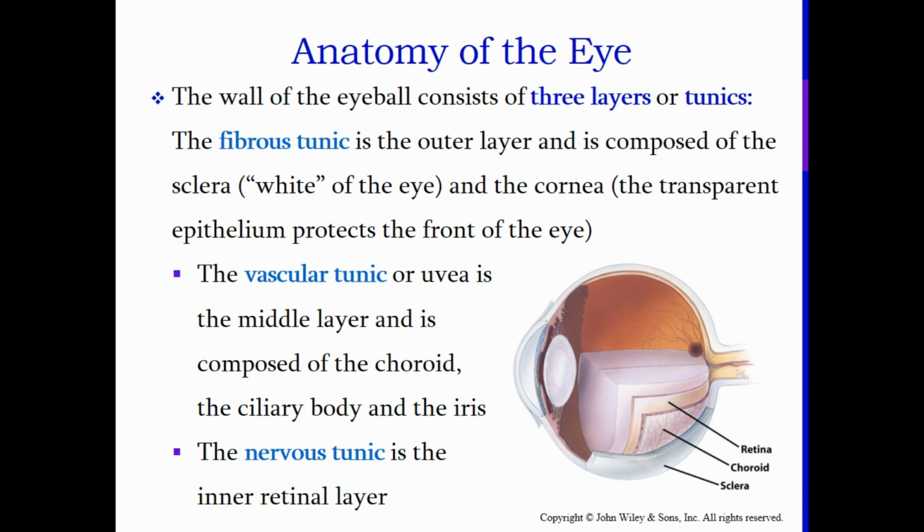Let's talk about the anatomy of the eyeball. The wall of the eyeball consists of 3 layers or tunics. The fibrous tunic is the outer layer and is composed of the sclera, or the white of the eye. So that's right here. The sclera is the outer tunic. And the cornea, the transparent epithelium, protects the front of the eye. So it makes up the white of the eye and the cornea, this very outer covering.